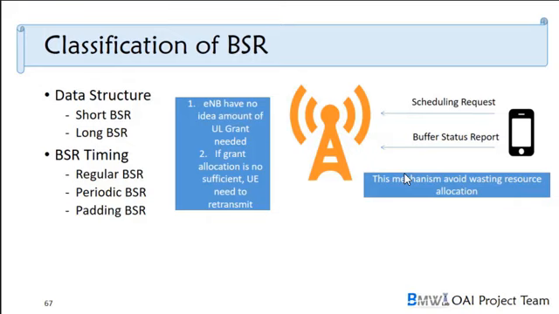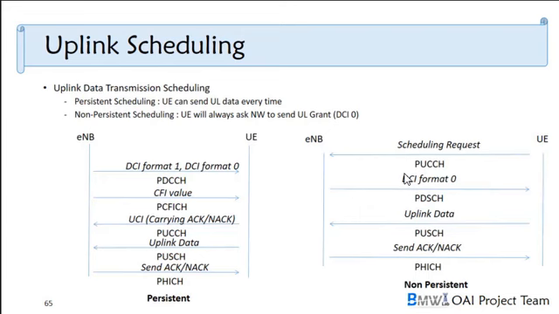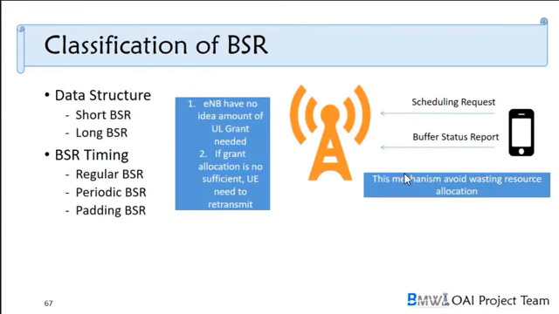And the process is like this one. This is the process for non-persistent, because there is a scheduling request here. So if you need to transmit anything to the eNodeB, you will ask first using a scheduling request, and then it directly sends a buffer status report. And if the grant allocation is not sufficient, you need to retransmit again.